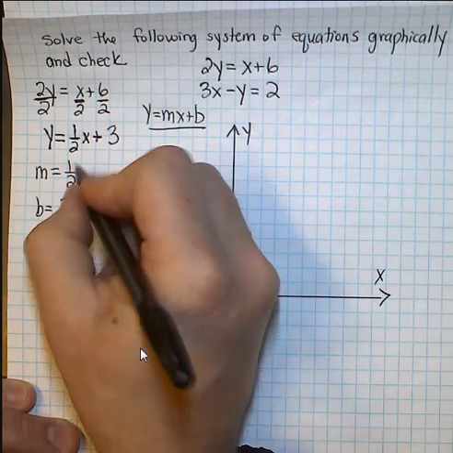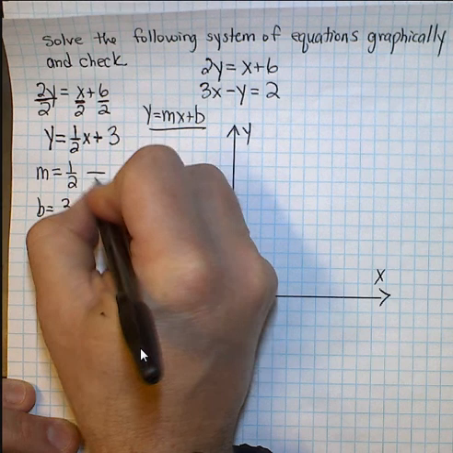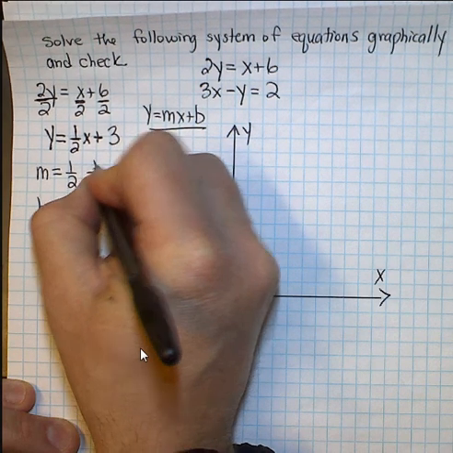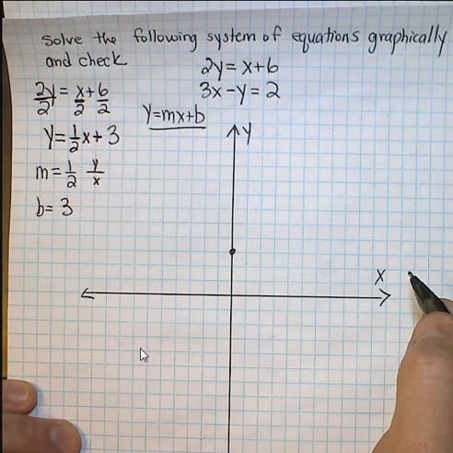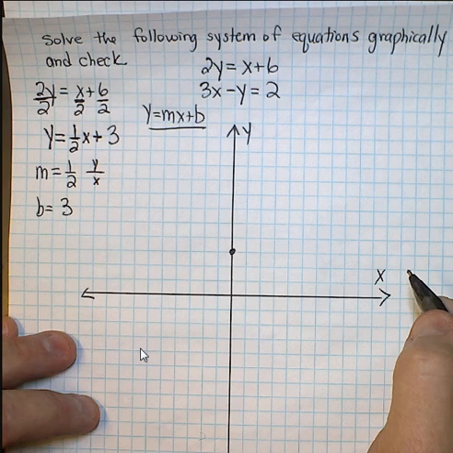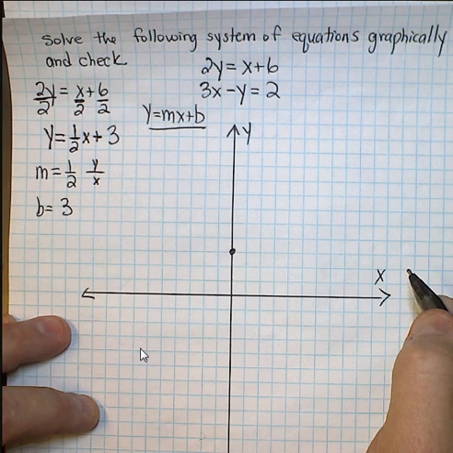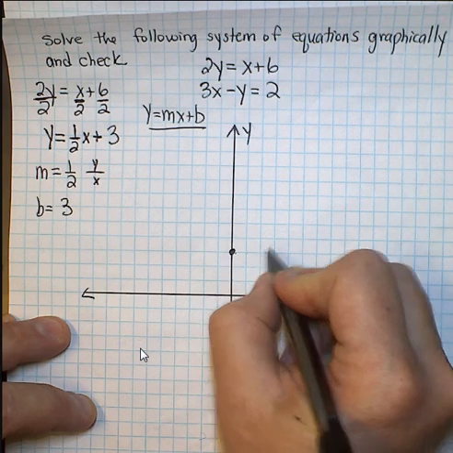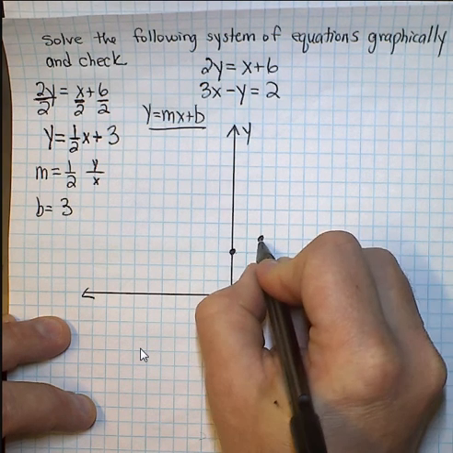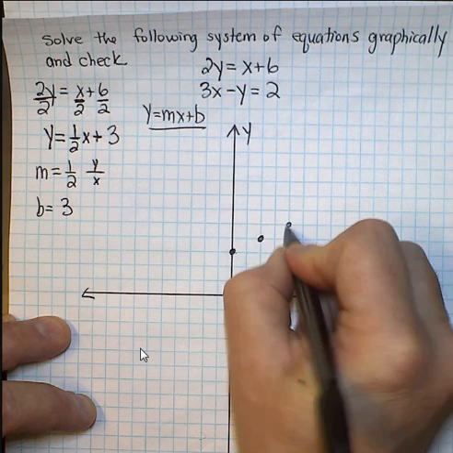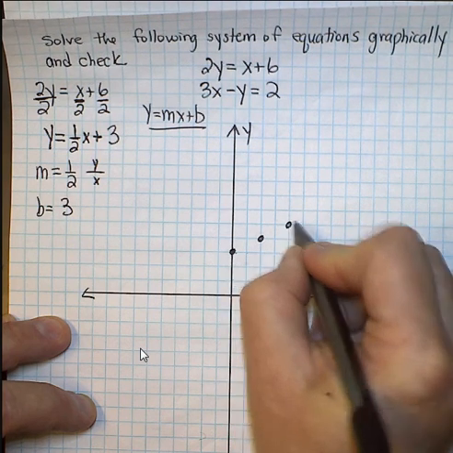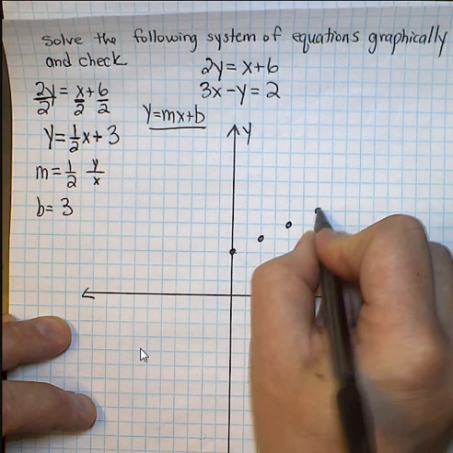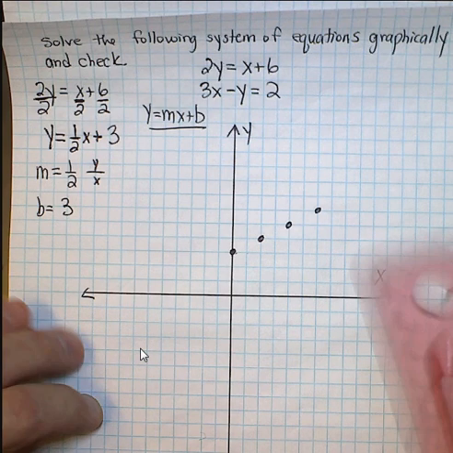Now remember, here's my slope. The denominator is my change in x and my numerator is my change in y. So how far do we move over in the x? 2. And how far do we move up in the y? 1. So let's do that a couple times. 1, 2 in the x, up 1 in the y. From this point, 1, 2 in the x, up 1 in the y. And if you want to do it one more time, and we get my points. Okay? It looks like a line.